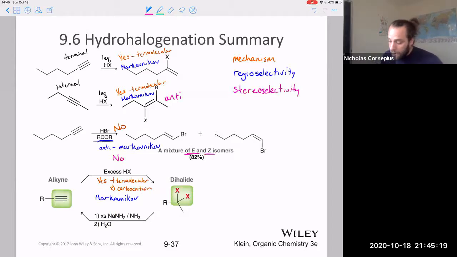And then when we talk about an excess of our halogen, normally we would have to worry about stereoselectivity, but now we have this geminal dihalide formed. So this is no longer a stereocenter. So there's no stereoselectivity in an excess of HBr. Okay.